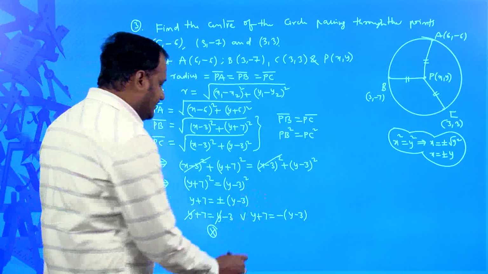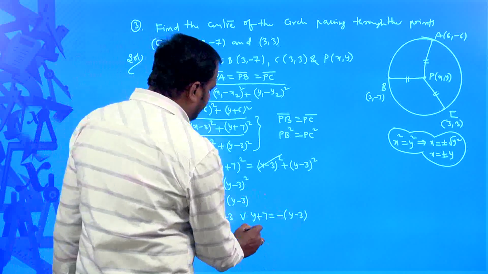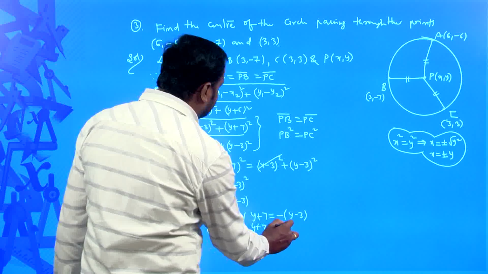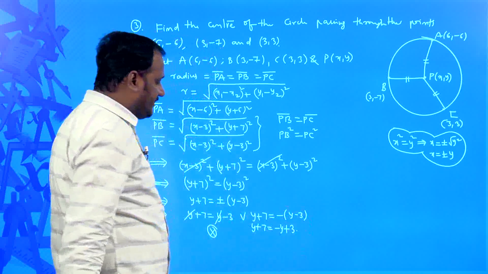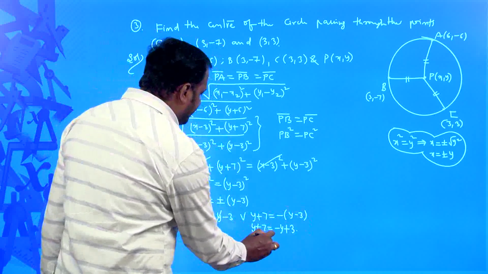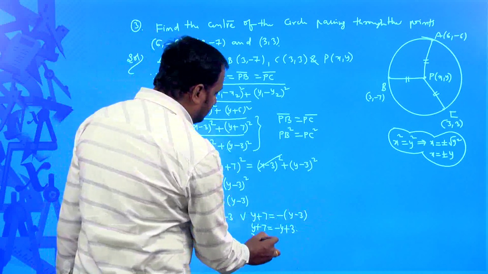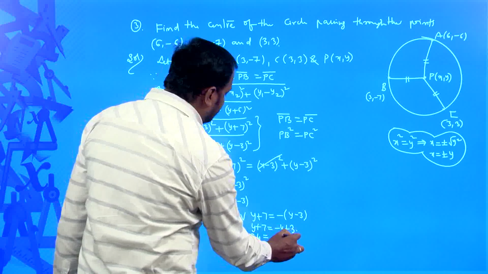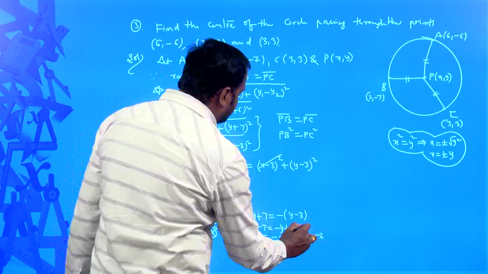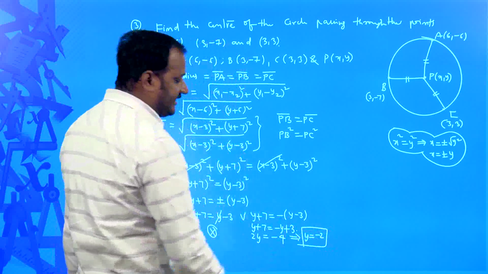And coming here, y plus 7 is equal to minus of (y minus 3), so that y plus 7 is equal to negative y minus of minus, plus 3. When you transpose negative y to this side, y plus y is going to be 2y, and 3 minus 7 is equal to minus 4. So 2y is equal to minus 4, then the value of y is going to be minus 2. See, we got the value of y directly.